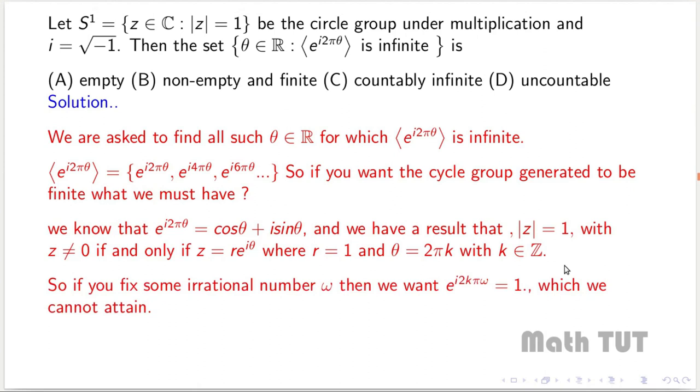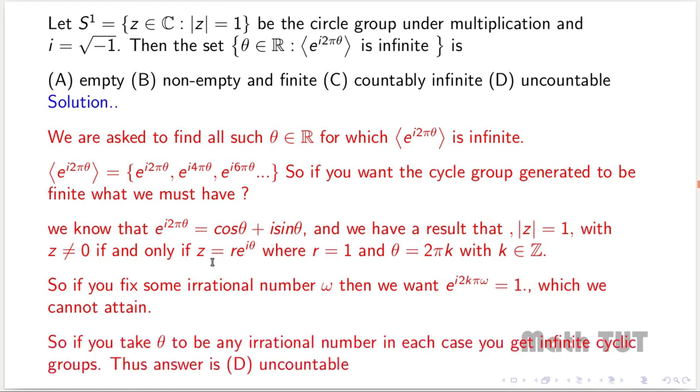If you fix some irrational number omega in the place of theta over here, and you want this particular set, the cyclic group generated by this particular element, to be finite, then after some time you must have some e raised to i 2 pi k omega equal to 1, right, the identity in this group. But that is actually not possible.